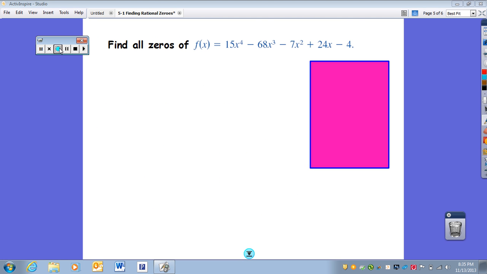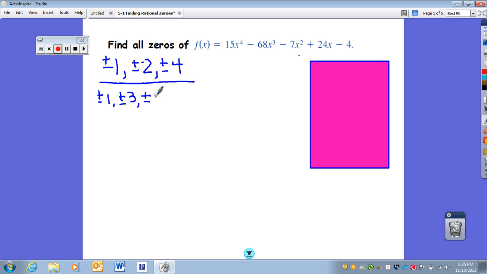Let's take a look at another example. So we want to find all the possible zeros for this function. First of all, we want to find all the factors of our constant term. So we would have plus or minus 1, plus or minus 2, and plus or minus 4, which is going to give us all of our factors of 4. Then we want to divide that by all of the factors of our leading coefficient. So we have plus or minus 1, plus or minus 3, plus or minus 5, and plus or minus 15.